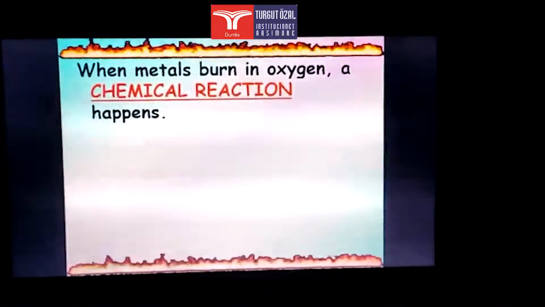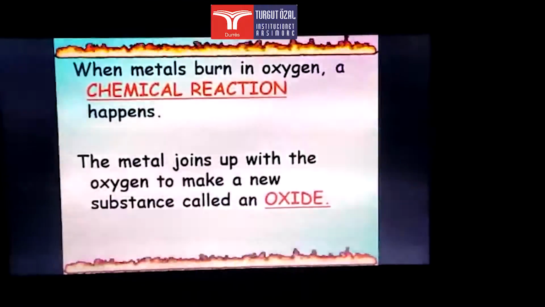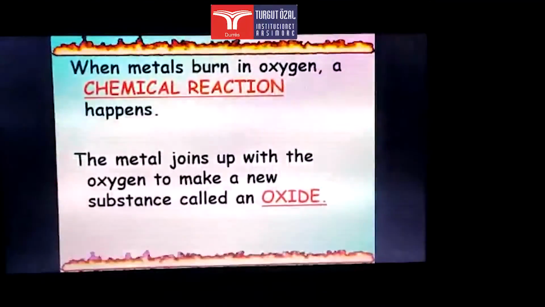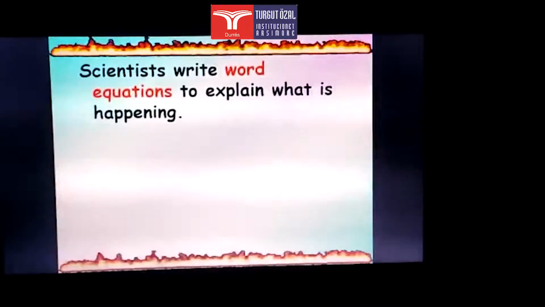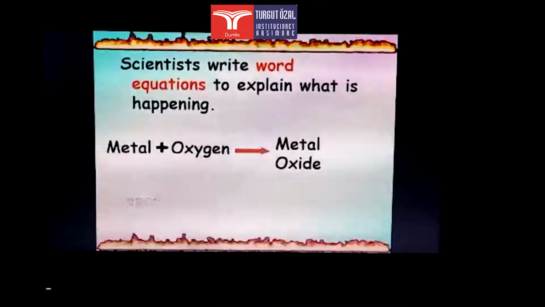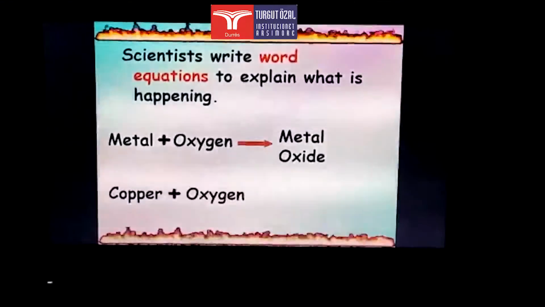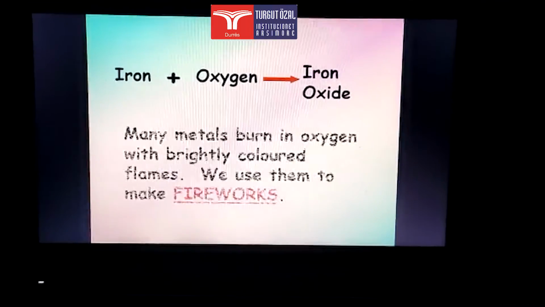Now, when metals burn in oxygen, we have a chemical reaction. The metal joins up with the oxygen to make a new substance called an oxide. Scientists write word equations to explain what is happening. Metal plus oxygen will give metal oxide. Copper, for example, plus oxygen will give copper oxide. Iron plus oxygen will give iron oxide.